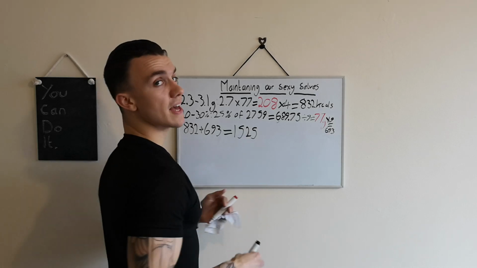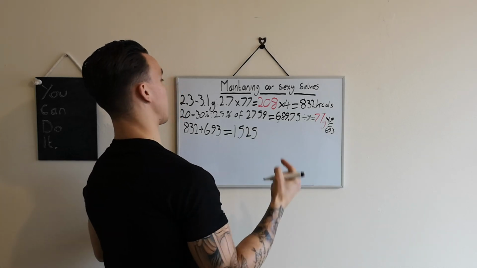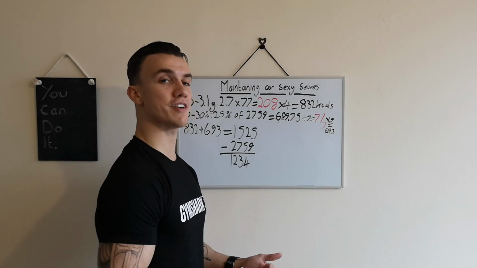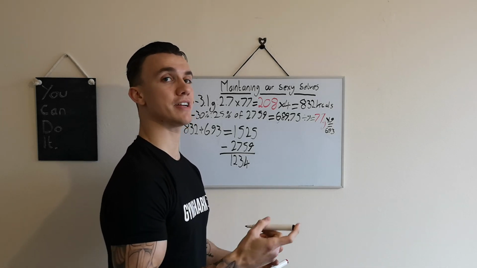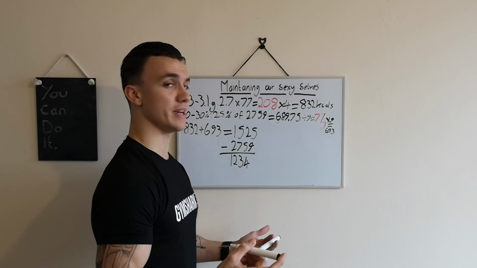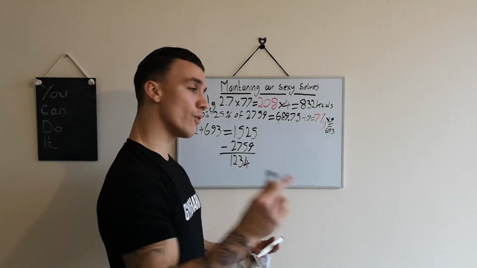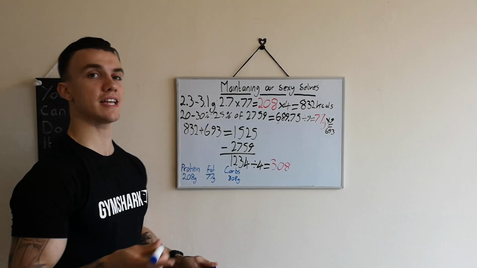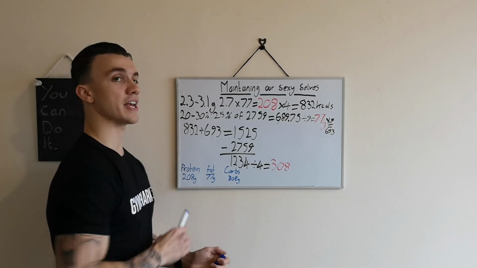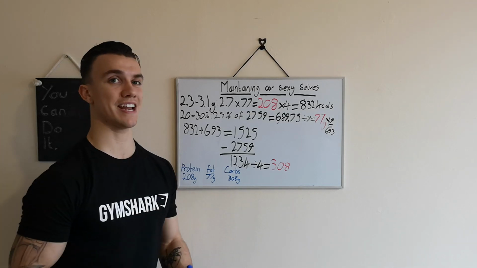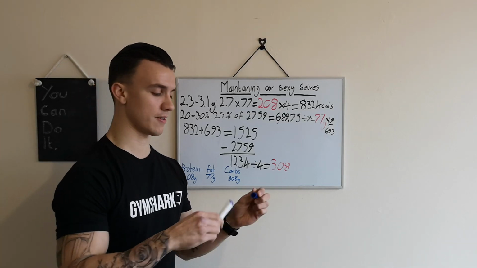So now we need to minus that from our total daily energy expenditure. So that gives us 1,234 calories from carbohydrates. But we need to work out how many grams we get from that. So what we're going to do is divide that by 4. So that leaves us with 208 grams of protein, 77 grams of fat, and 308 grams of carbohydrates.